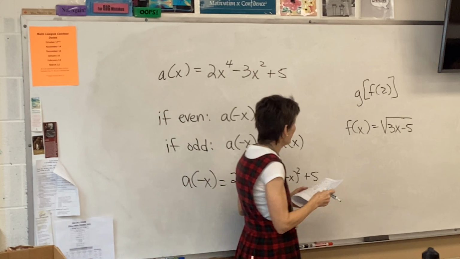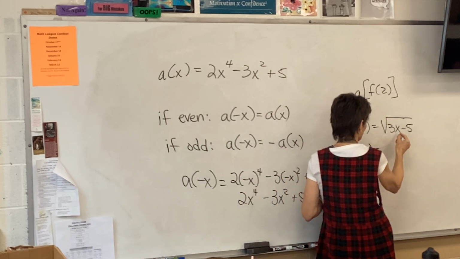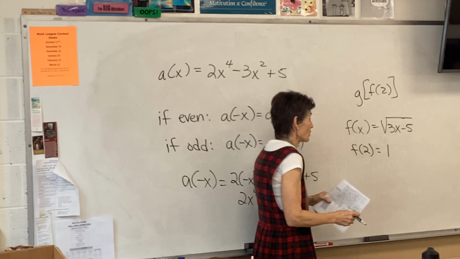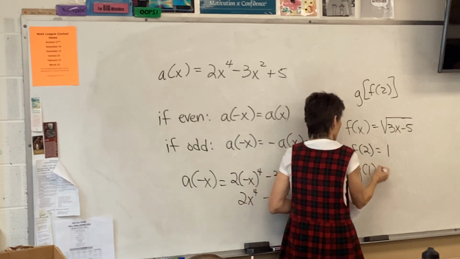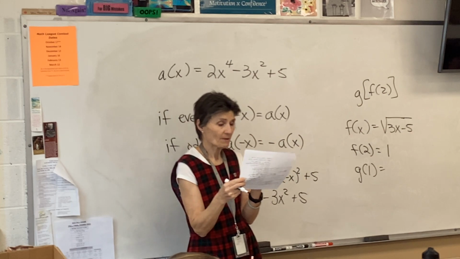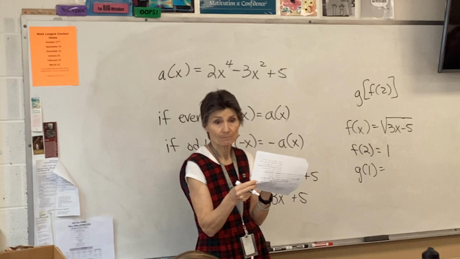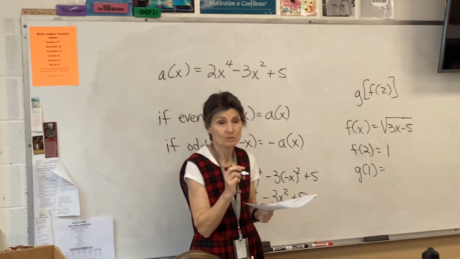So, what is f of 2? F of 2 would be 1. So now I have to find G of 1. So I look at my table. If x is 1, G of x equals 3. So the answer to the problem is 3.